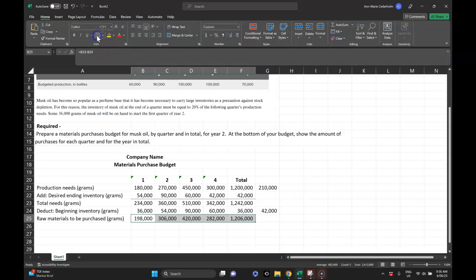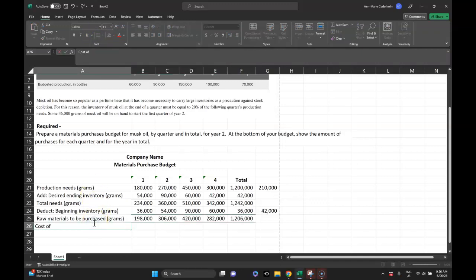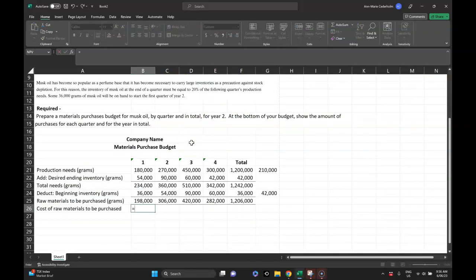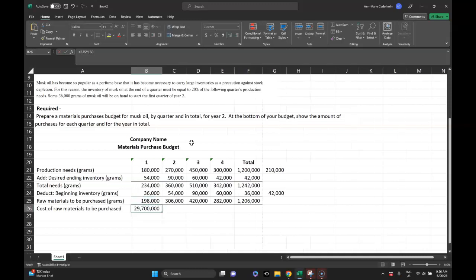What I want to do now is figure out what the cost is. So I'm going to say cost of raw materials to be purchased. And I need a price. So it says here that the cost of the musk oil is 150 per gram. So I'm going to do 198 and multiply that by 150.